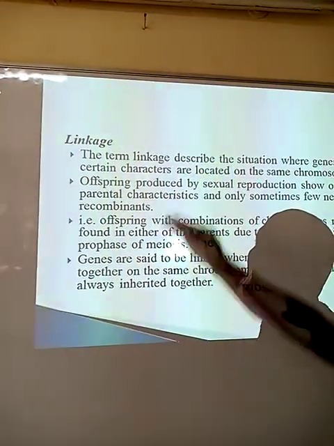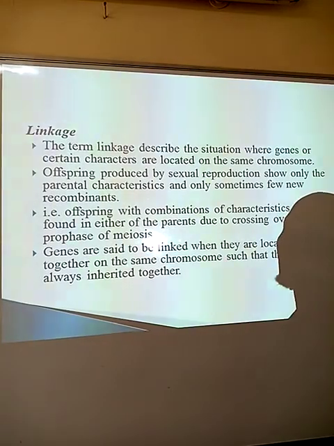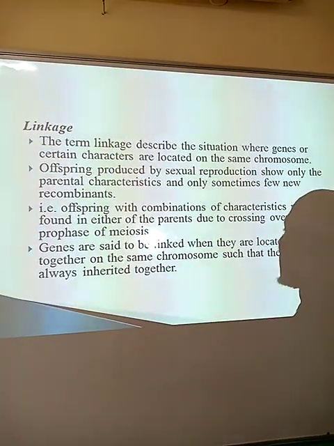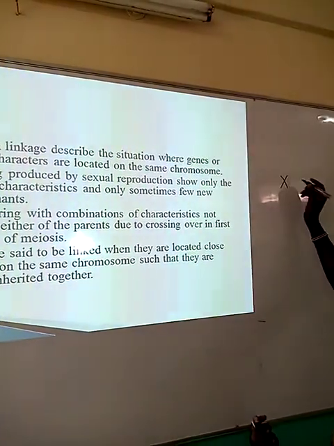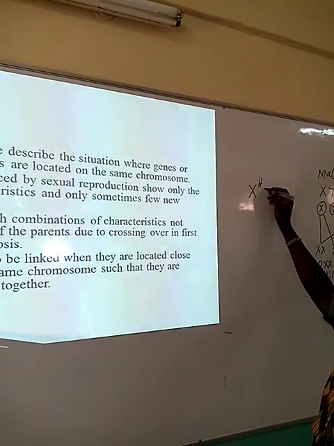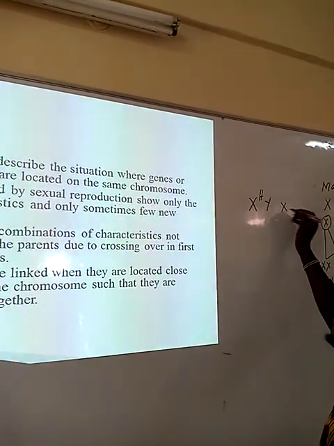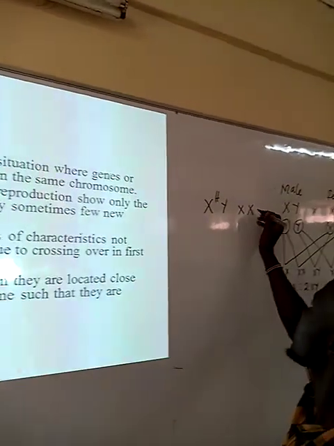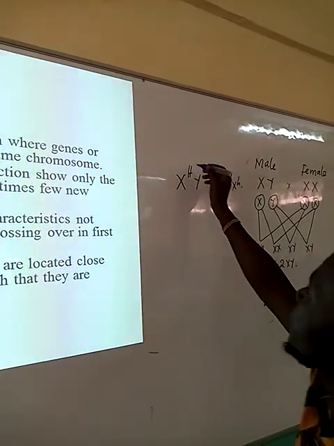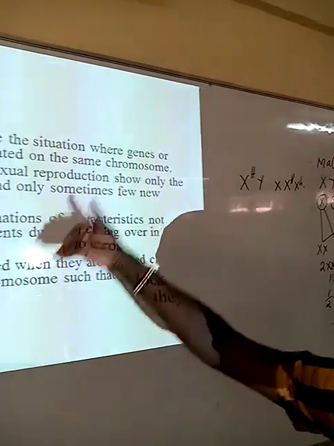The term linkage describes the situation where genes or certain characters are located on the same chromosome. By the mere fact that they are located there, like we can have X having, let's say, H for hemophilia, then we have a Y. Y does not carry hemophilia. Then we can have a female character which is X H X, that being a carrier. So this linkage here, the mere fact that it is located on that chromosome, is what we are calling a linkage.